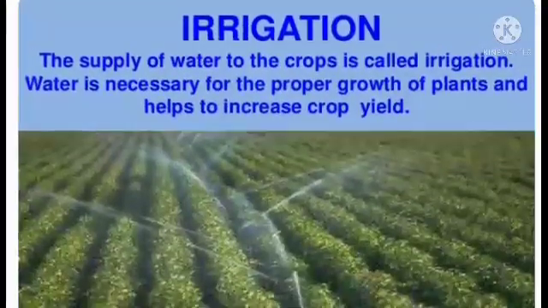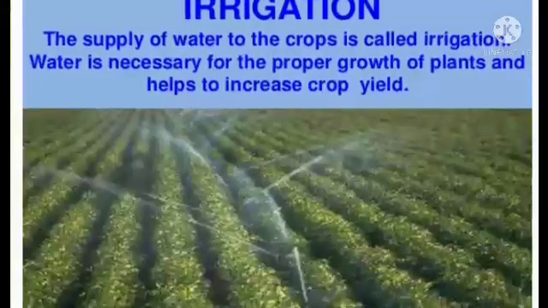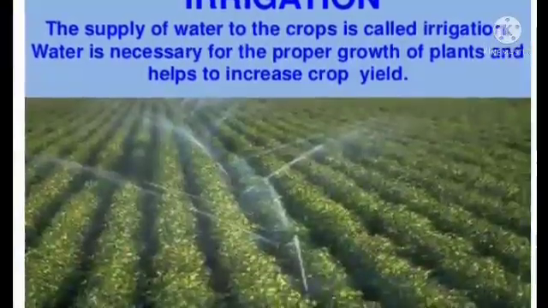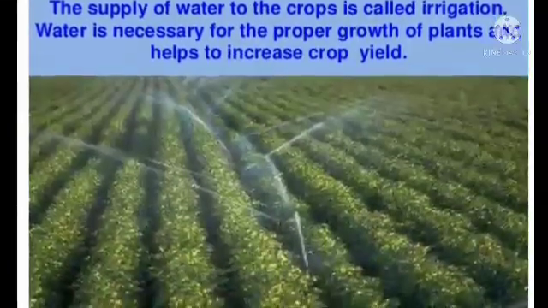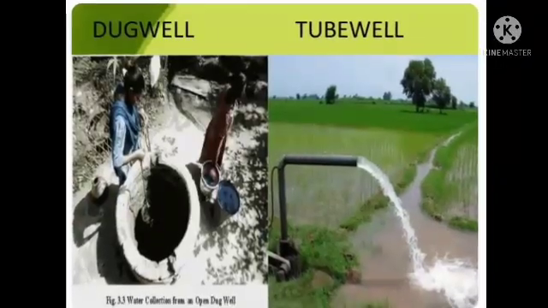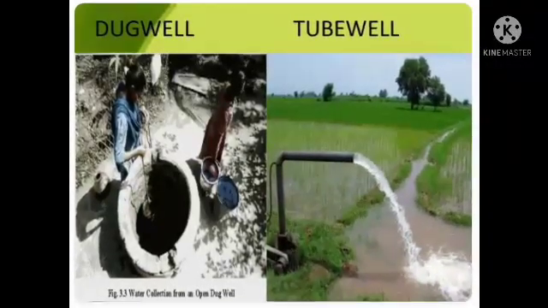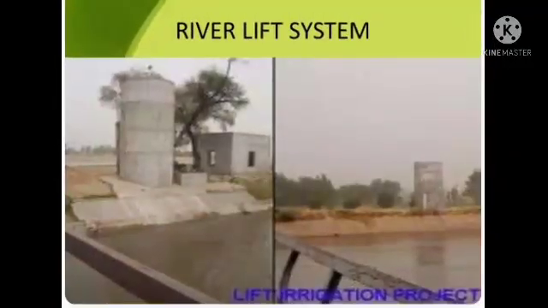Next subtopic is irrigation. The supply of water to the crops is called irrigation. Water is necessary for the proper growth of plants and helps to increase crop yield. We have different types: dug well, tube well, river canal, river lift system, etc.